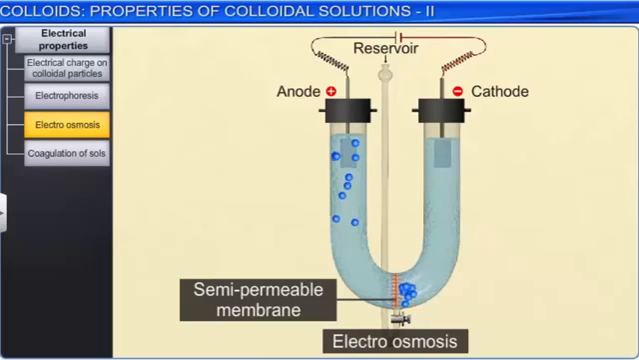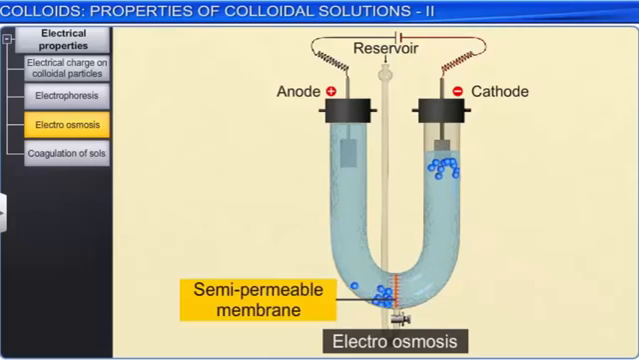Let's define it. Electro-osmosis is the movement of a dispersion medium under the influence of an electrical field when the movement of colloidal particles is prevented by a suitable membrane.